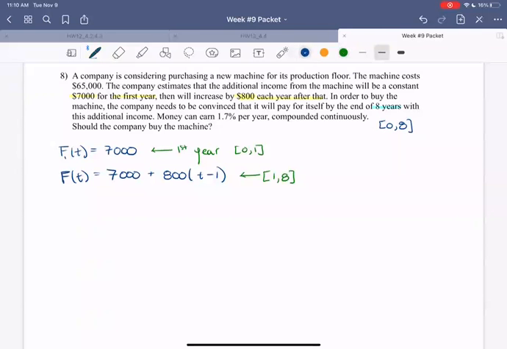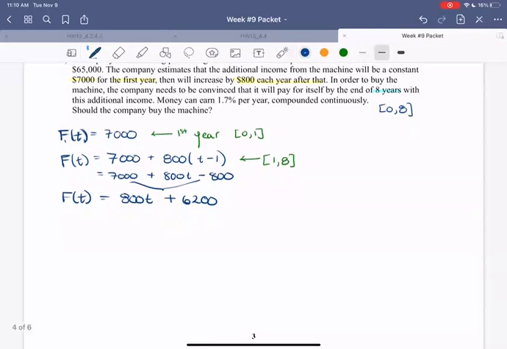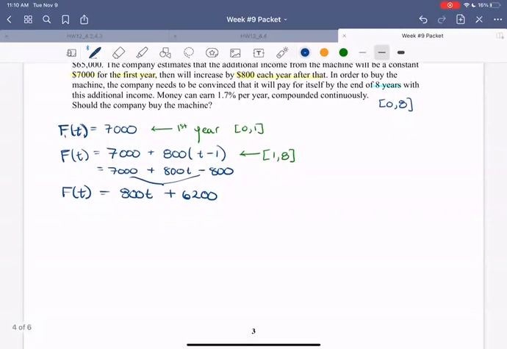So what we can do is work out this function a little more to simplify it. We actually get 7,000 plus 800t minus 800. We can combine 7,000 minus 800, so we're actually going to get 800t plus 6,200. Okay, so we have 2 income functions that we're dealing with. So we need to set up the integral for finding the present value using 2 integrals.